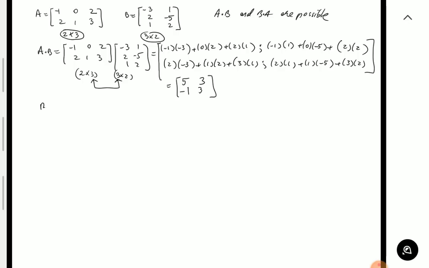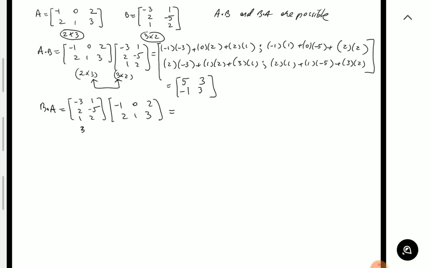All right, let's do b times a, a little bit faster. Let's arrange them first: minus 3, 1, 2, minus 5, 1 and 2. You may want to pause this and try to do it on your own and see if you get the right answer. And then times minus 1, 0, 2 with 2, 1, 3.